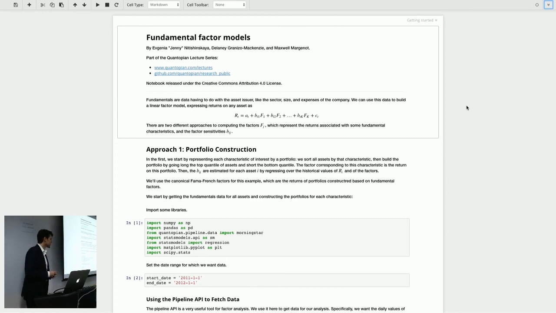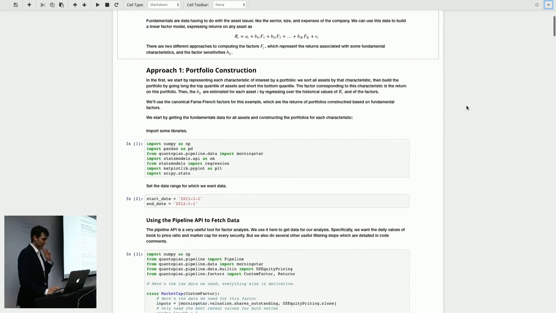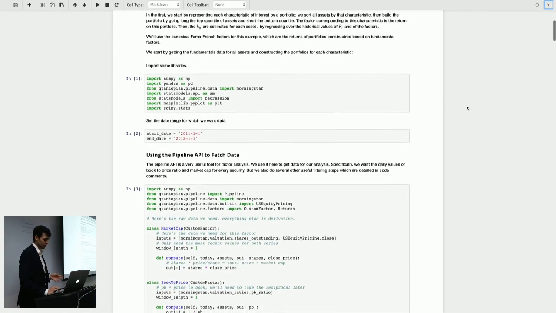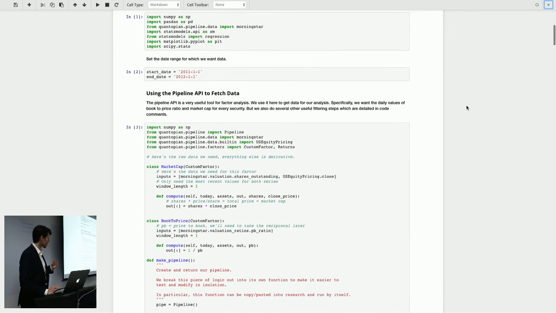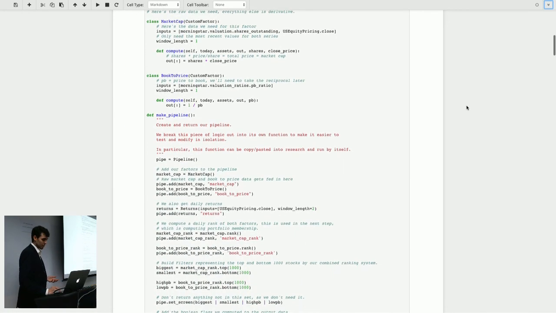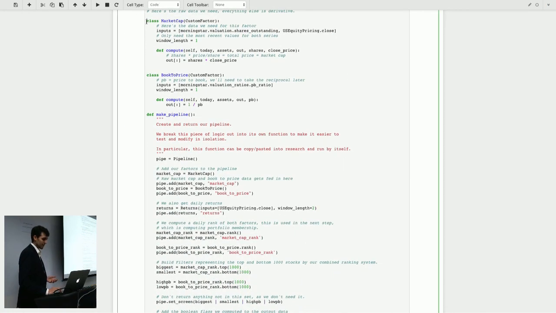So something we might be interested in is how could you invest in market cap? How could you make a bet on market cap? And the way that it is often done, and we'll just show an example of this using the Quantopian Pipeline API, which allows you to screen stocks and rank stocks based on various different criteria. So here what we're doing is we are saying we're going to make a custom factor, and this is just going to be market cap.